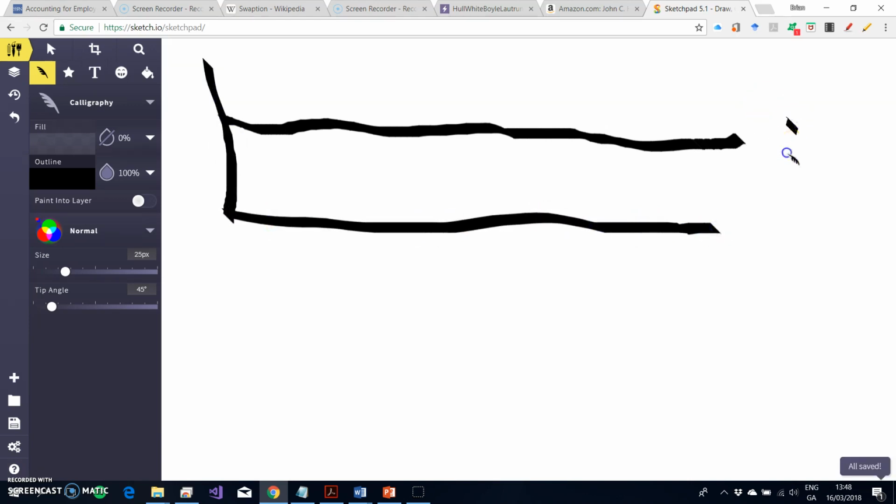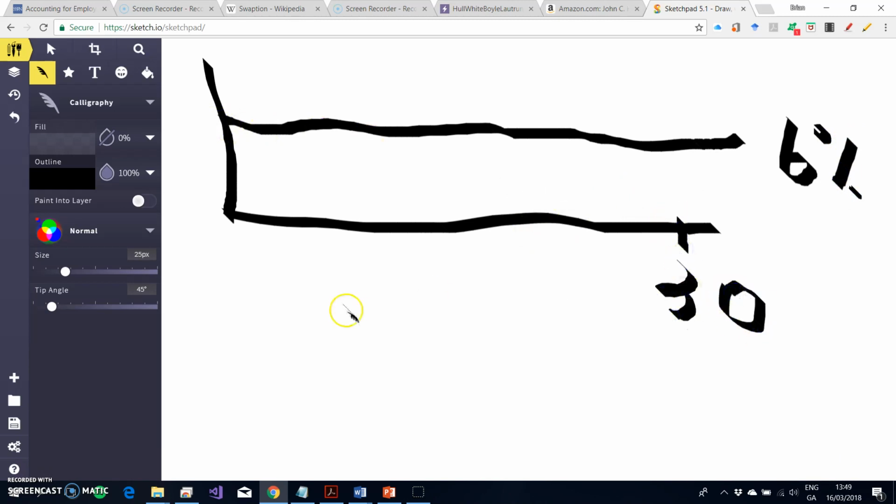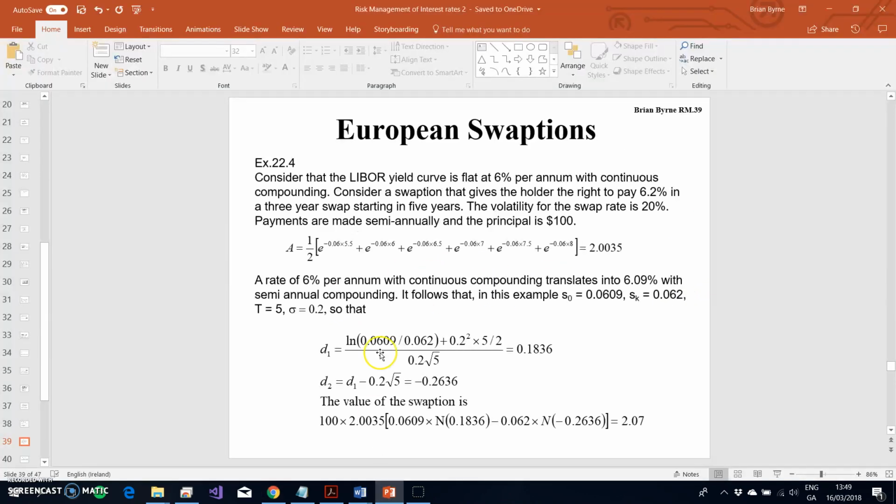But we're just going to assume that for any indefinite time period, the interest rate is 6% continuous. This could be up to 30 years. We haven't specified the end date here. So for any time period over and above and including the period of this option, the swaption, the interest rate is going to be 6%, continuously compounded.